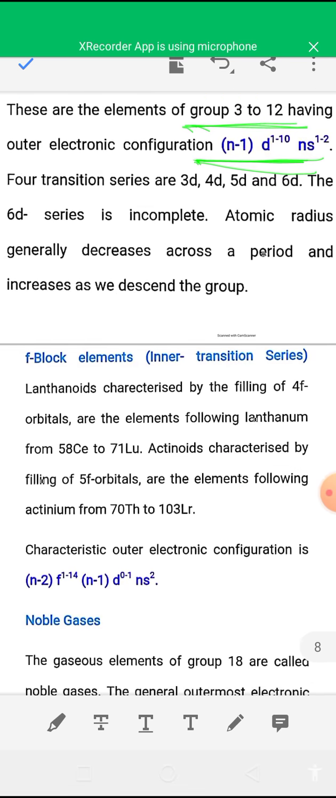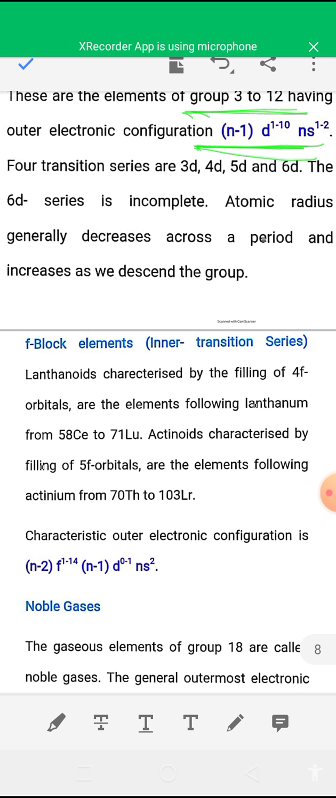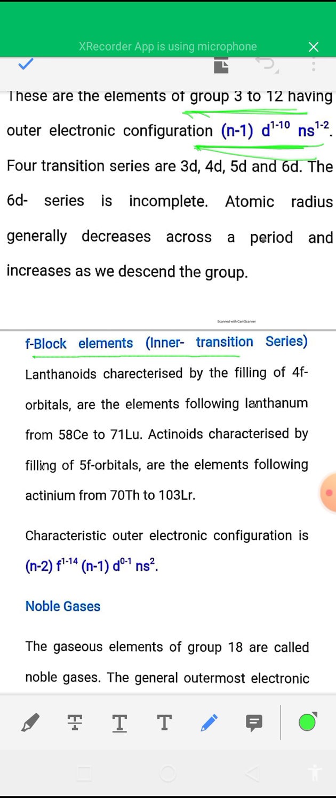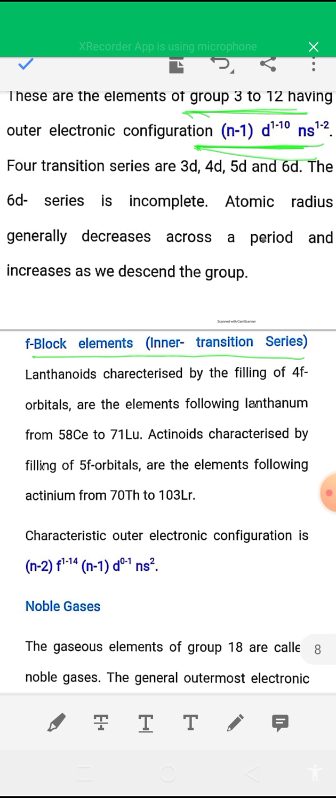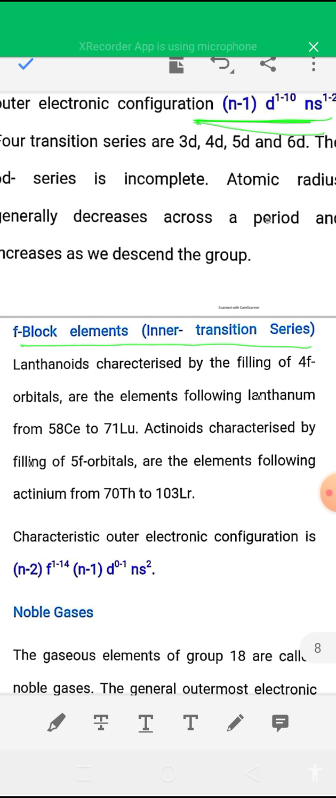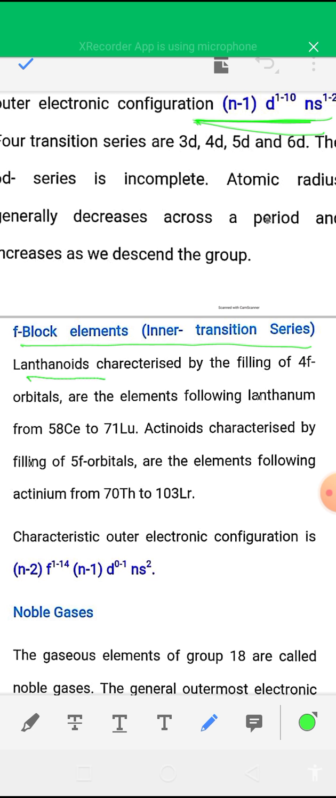And now see F block elements. F block elements are also called inner transition elements. Lanthanides and actinides are known as F block elements or inner transition elements, okay. Lanthanides are characterized by filling of 4f orbitals, and lanthanide elements are from cerium to lutetium, atomic number 58 to 71.